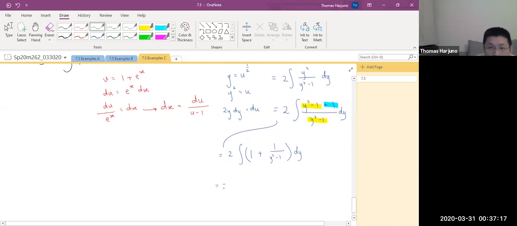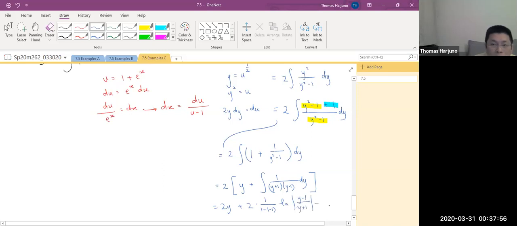So this is 2 times y plus the integral of 1 over y plus 1 times y minus 1 dy. I wonder if you remember how to integrate that. We have a formula for that: 1 over 1 minus negative 1, ln of y minus 1 over y plus 1. Take a look in one of your notes.